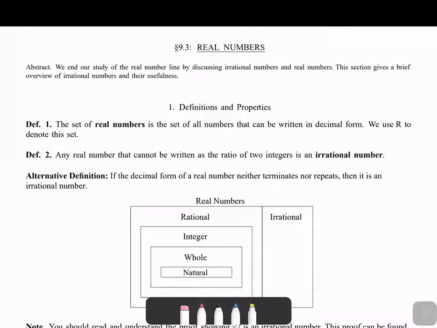Hi everyone, this is the first video for section 9.3 on real numbers.